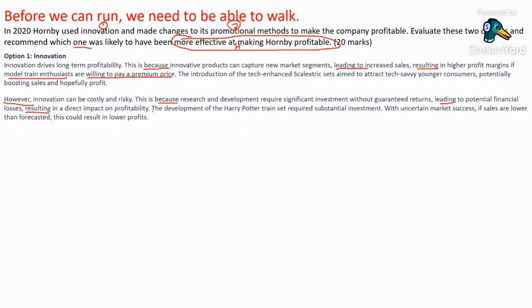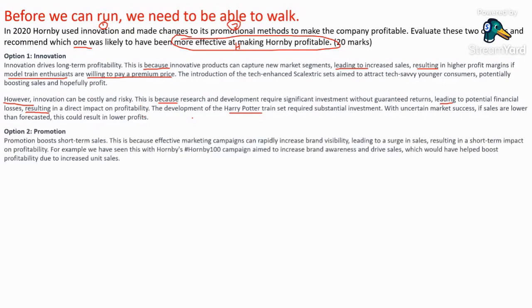Here comes the context. The development of Harry Potter's train set requires substantial investment with uncertain market success, because we don't know if they're going to sell loads of them, do we? If sales are lower than forecasted, because there's the if, this could result in lower profits. Profitability, 5 chains of argument, probably.